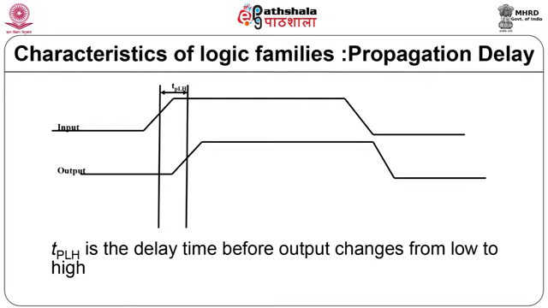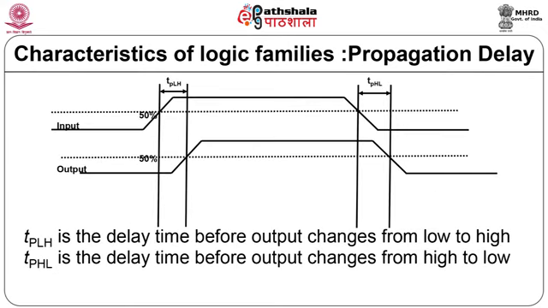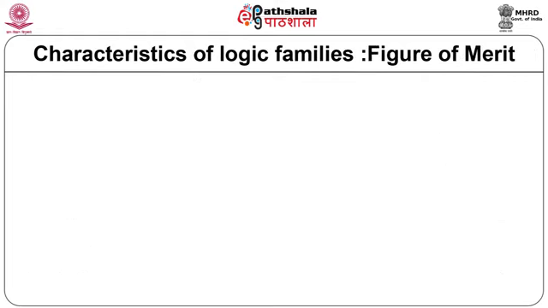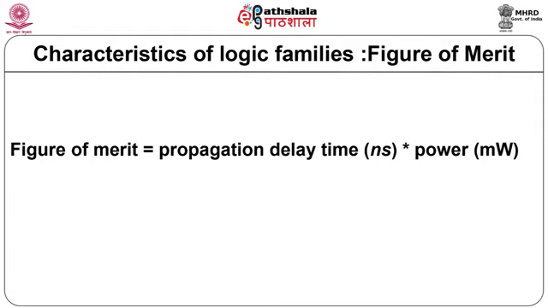Consider the diagram shown on the slide. You can see one input signal and one output signal. There is a time delay between the input and output referred to as TPLH. TPLH is the delay time before output changes from low to high. Similarly, TPHL is the delay time before output changes from high to low. This is the most important parameter, that is figure of merit. Figure of merit is equal to the propagation delay time expressed in nanoseconds multiplied by the power in milliwatts.